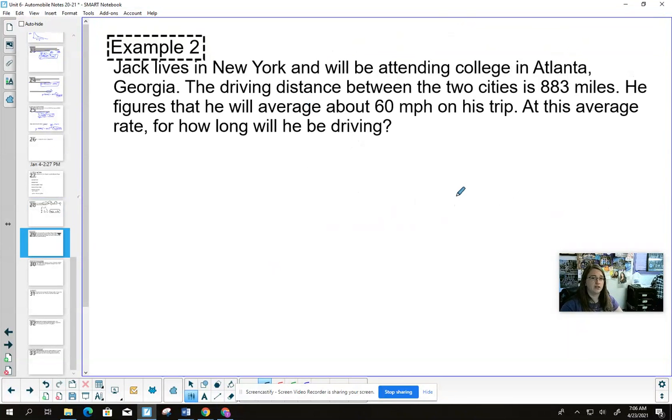Jack lives in New York and will be attending college in Atlanta, Georgia. The driving distance between the two cities is 883 miles. He figures that he's going to average about 60 miles per hour on his trip.